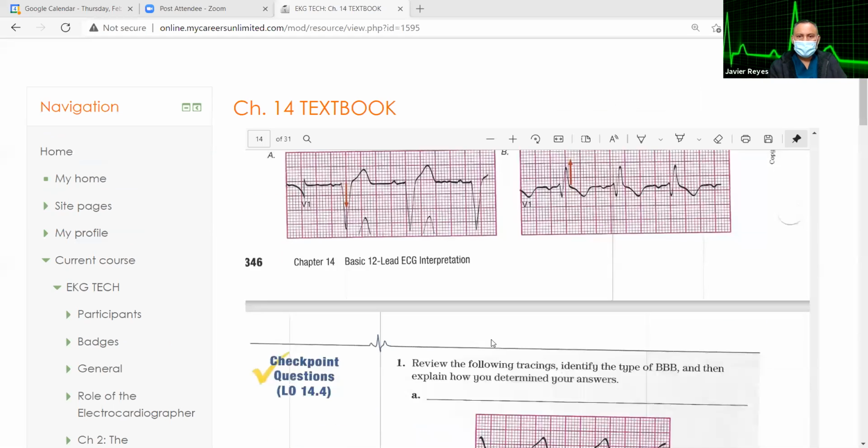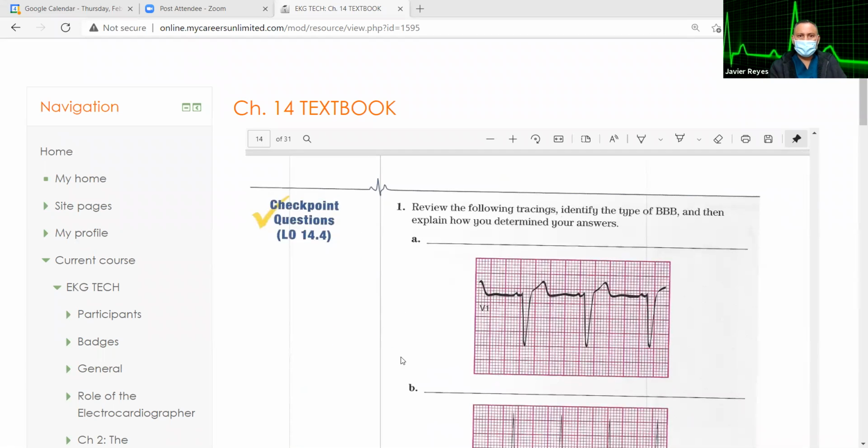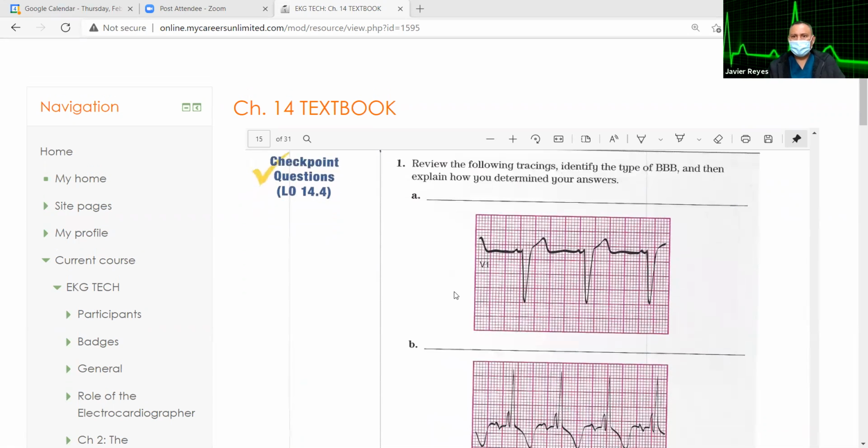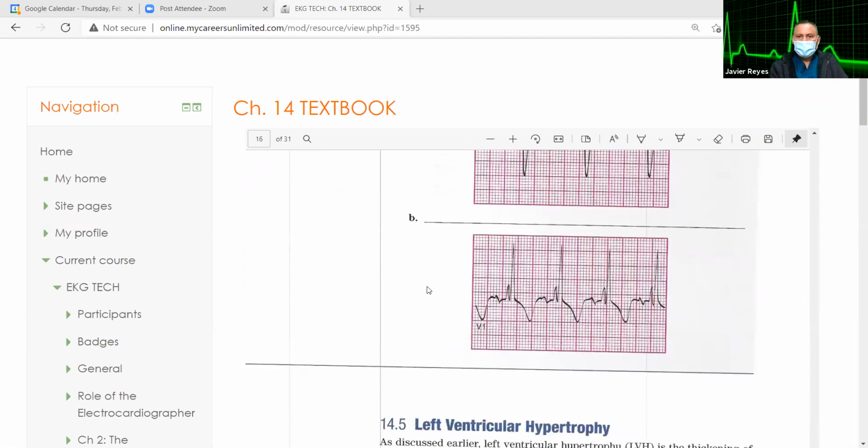So let's look at an example on checkpoint question 14.4. Review the following tracing, identify the type of bundle branch block, and then explain how you determine your answer. So Raquel do A and Janie do B.